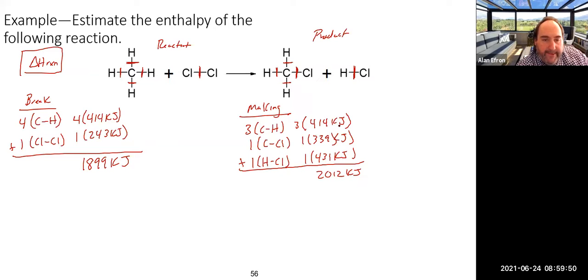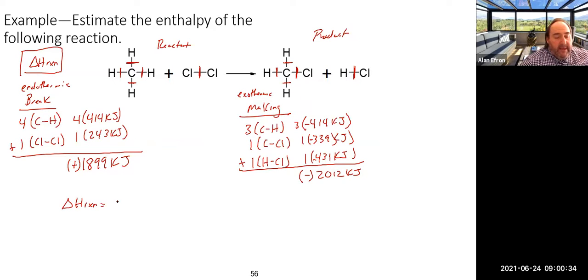Okay, so we just talked about the idea that when we break bonds, it is endothermic, and when we make bonds, it is exothermic. So when we break these bonds, endothermic, which means all these numbers that we just did would be positive. Making bonds would be exothermic, which means all these numbers technically would be negative numbers, which means this would be negative. So now we're ready to calculate the delta H of this reaction.